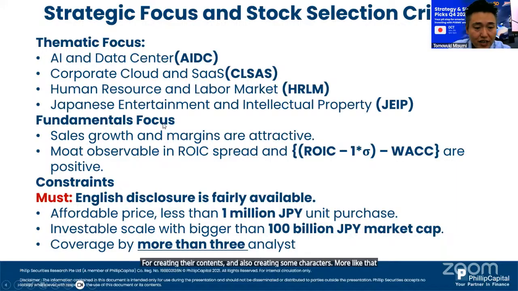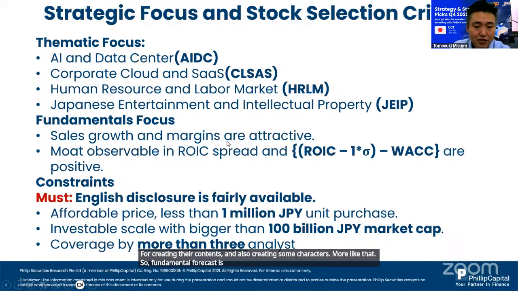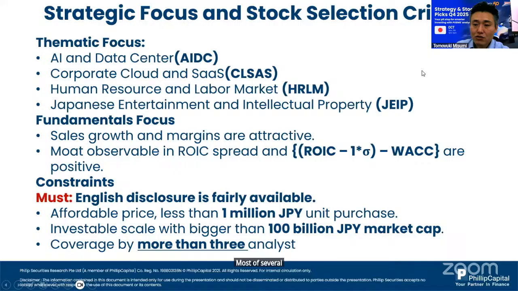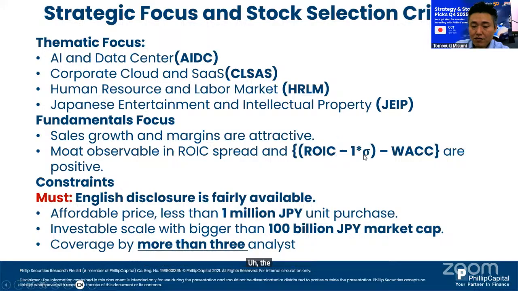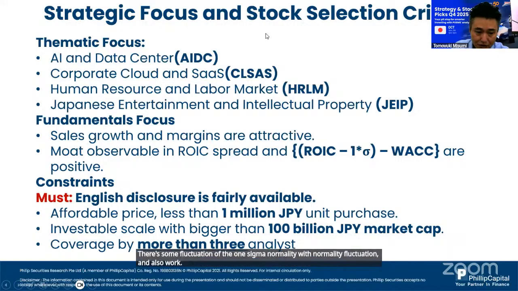The fundamental focus is still the same: sales growth and attractive margin, and most observable ROIC spread. I'm also considering the standard deviation of ROIC in the trading performance. The ROIC can also absorb some 1 sigma normal fluctuation, and also the WACC, weighted average cost of capital.